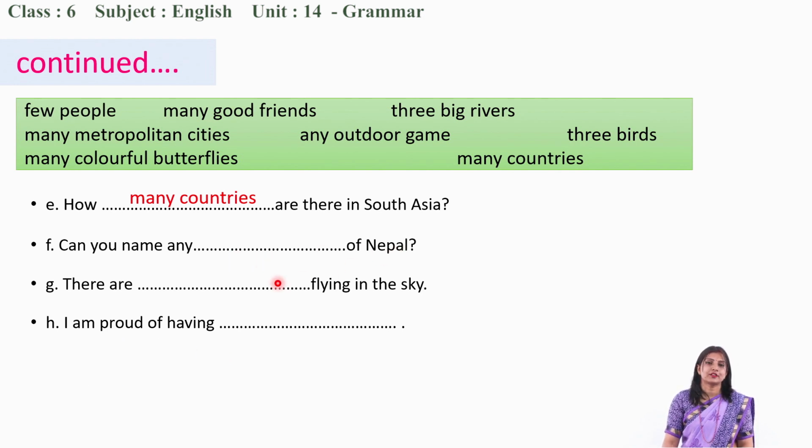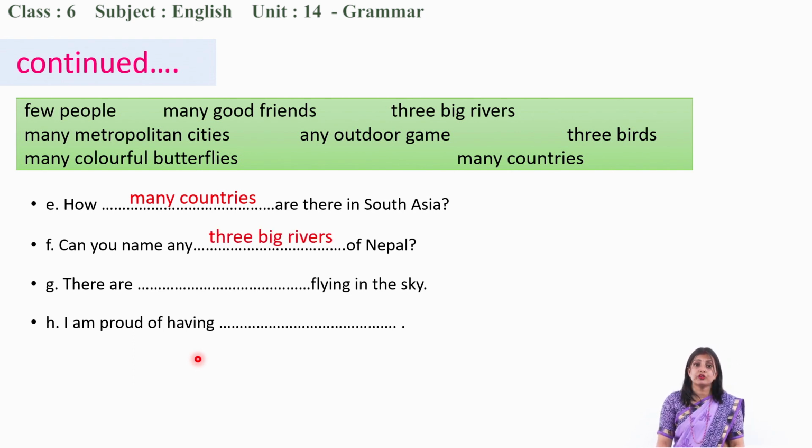Next, can you name any... of Nepal? What have you written? Yes, good. Can you name any three big rivers of Nepal? Can you name? Okay, I know you people know it. Alright.